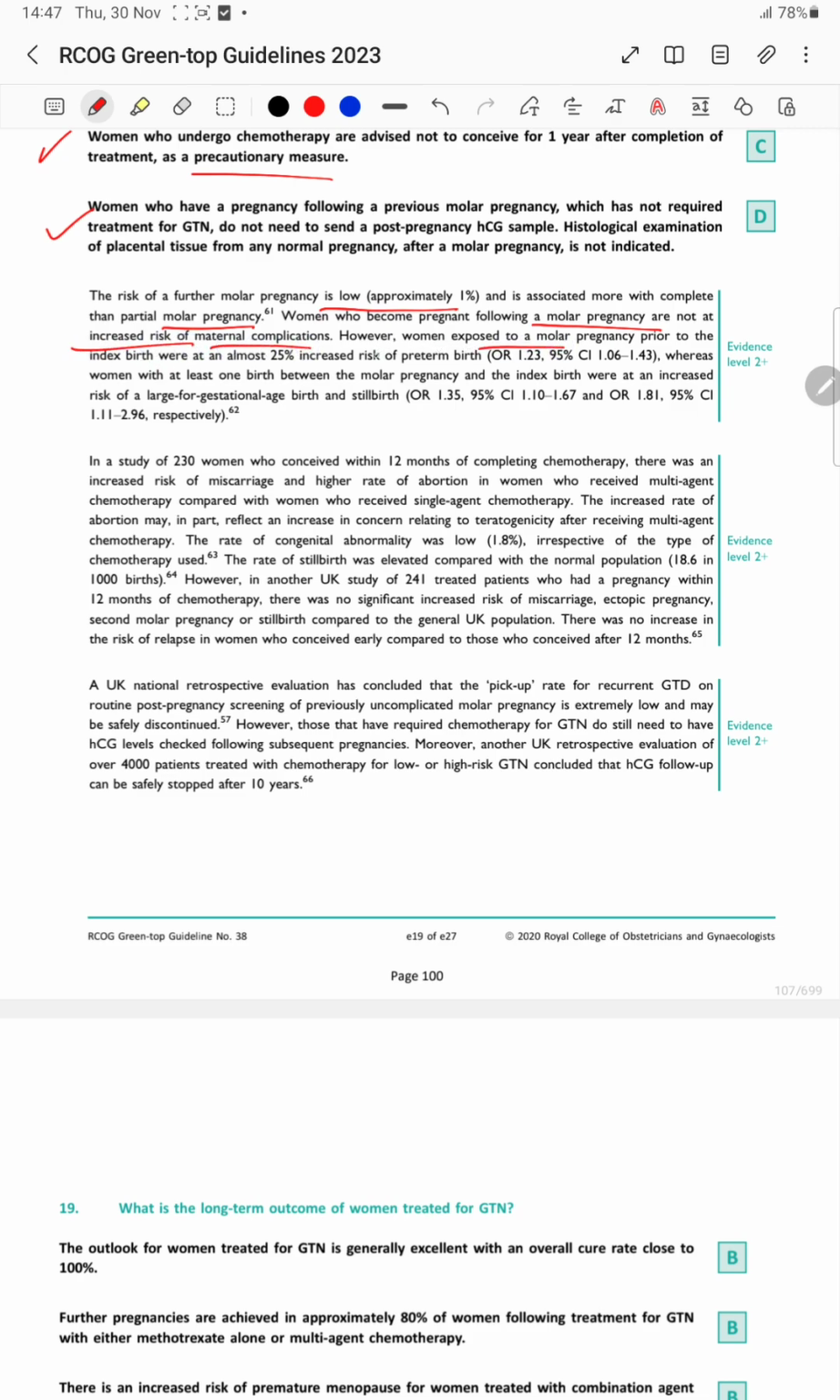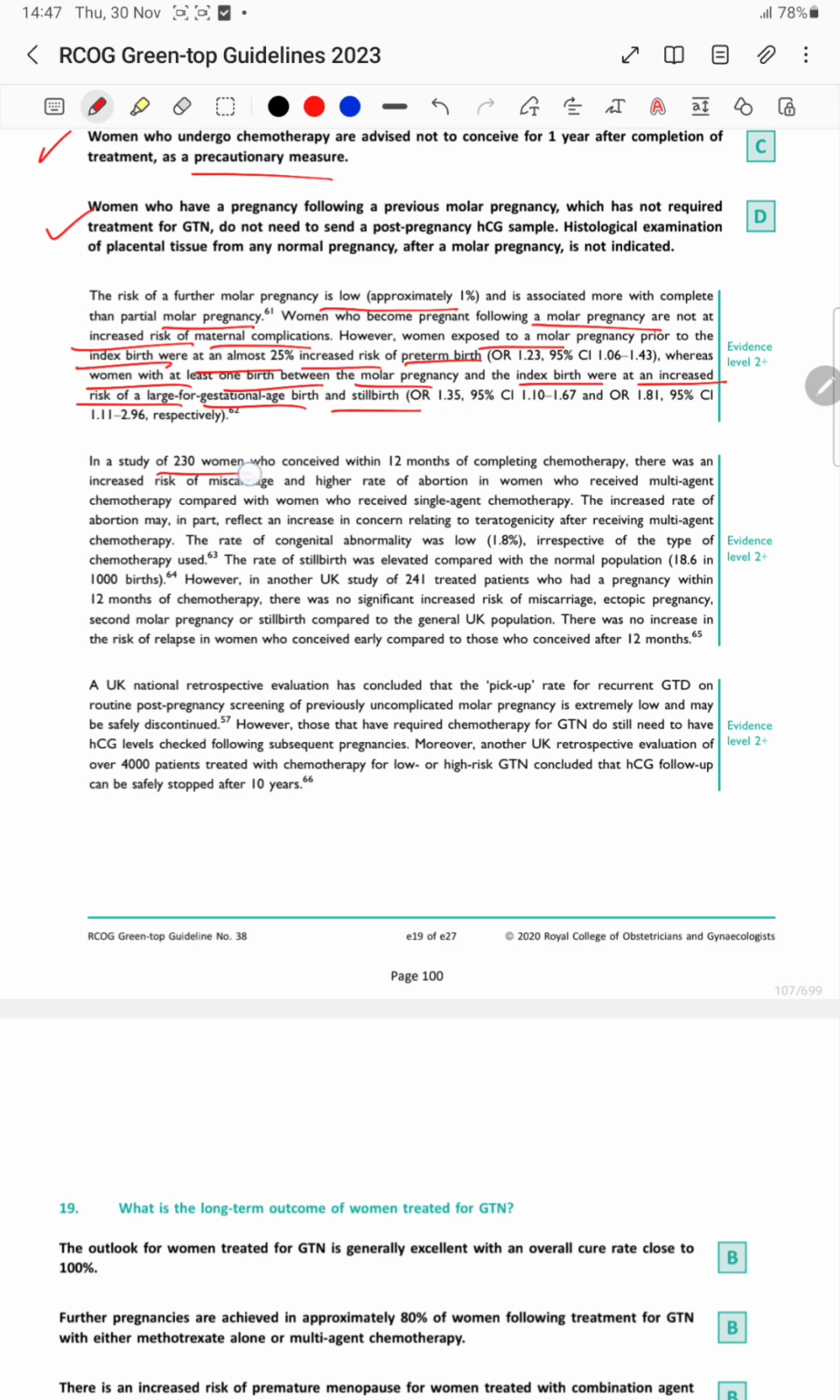However, women exposed to a molar pregnancy prior to the index birth had an almost 25% increased risk of preterm birth, whereas women with at least one birth between the molar pregnancy and the index birth were at increased risk of a large for gestational age birth and stillbirth.